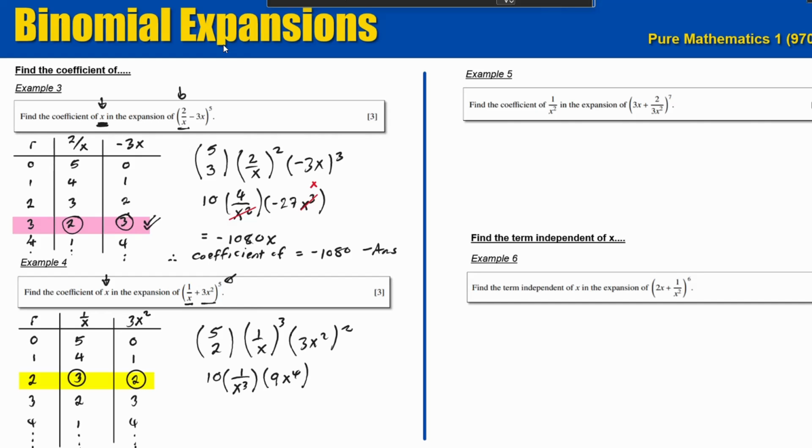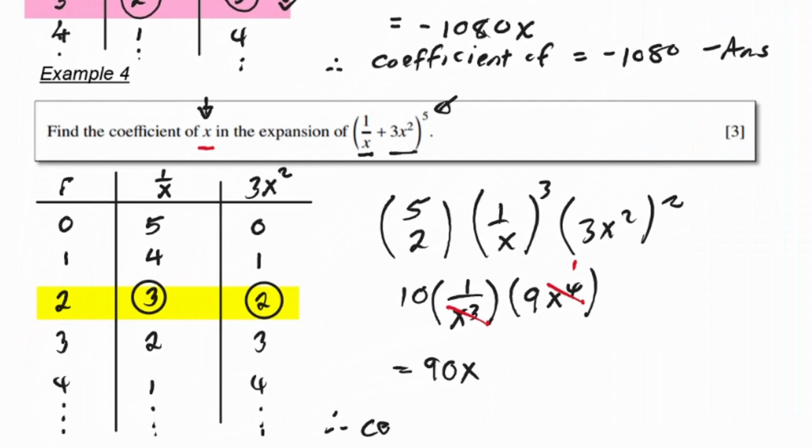And I think you can see here that when we divide x power 3 into x power 4, we get x to the power of 1. And that will actually give us a term in x. All right, so 10 times 9 is 90. So we have 90x coming out of this. So therefore the coefficient they're looking for is 90. And that's how we do it.